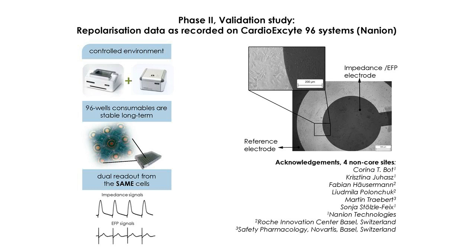So you get some example signals here. These are typical impedance signals, which are sort of a surrogate of the contractility of the cells, and the electrical properties are depicted as EFP signals.